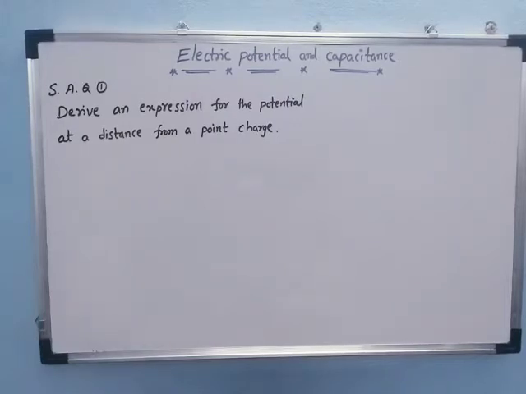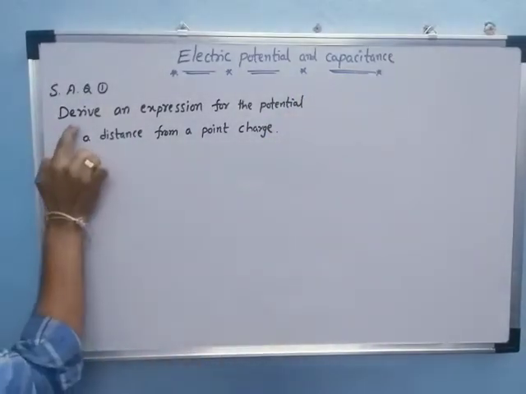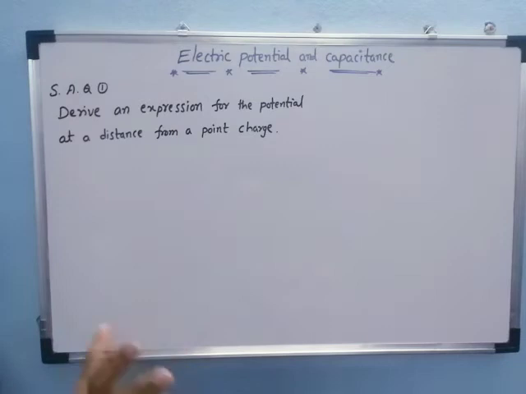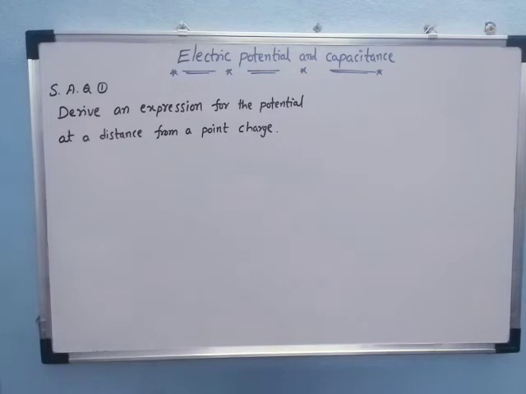We are discussing the first question in electric potential and capacitance. Derive an expression for the potential at a distance from a point charge.